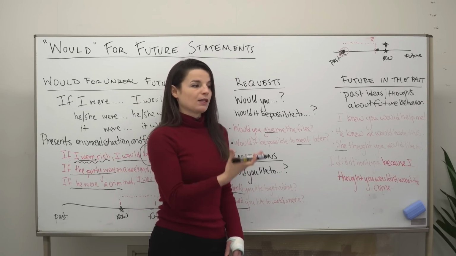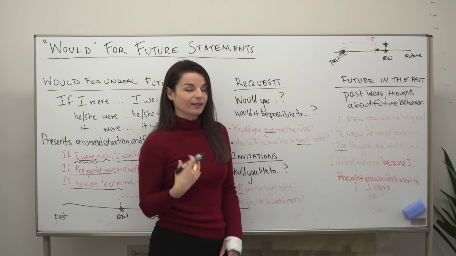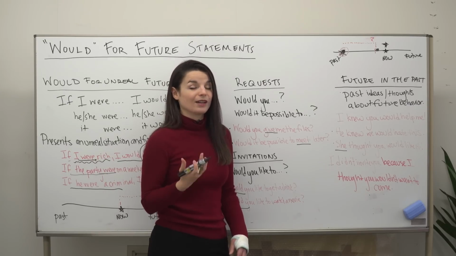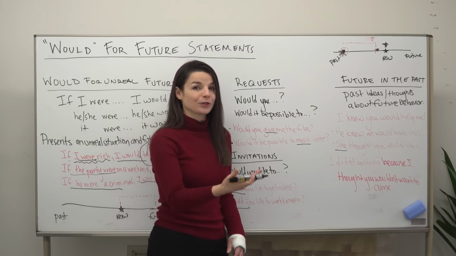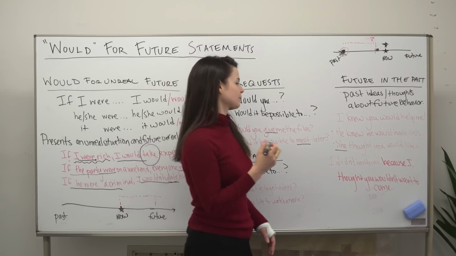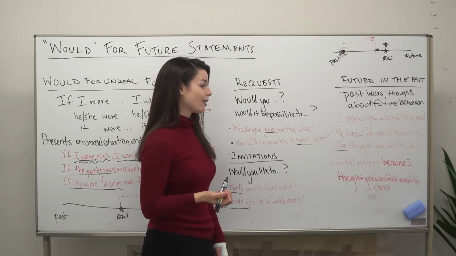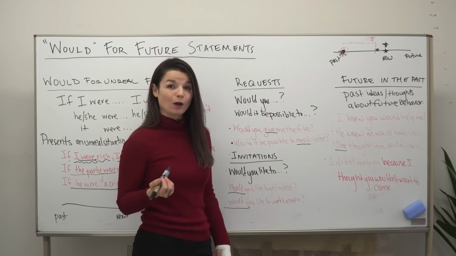Meaning the speaker, or rather the person who made the decision, thought that the listener would enjoy something in the future, but that future point is before now. Okay, one more example. I didn't invite you because I thought you wouldn't want to come.